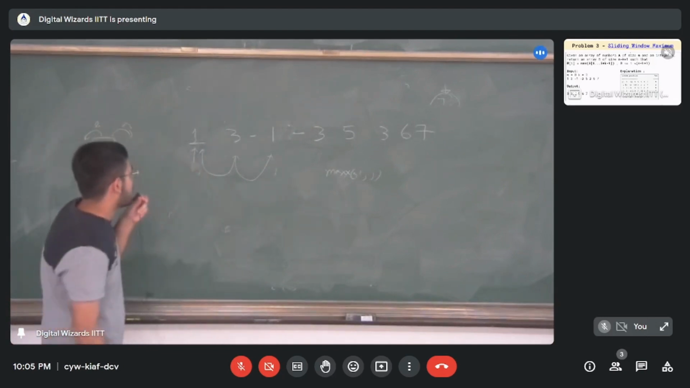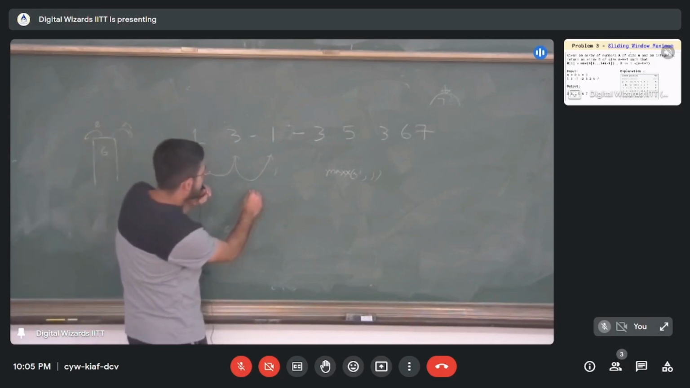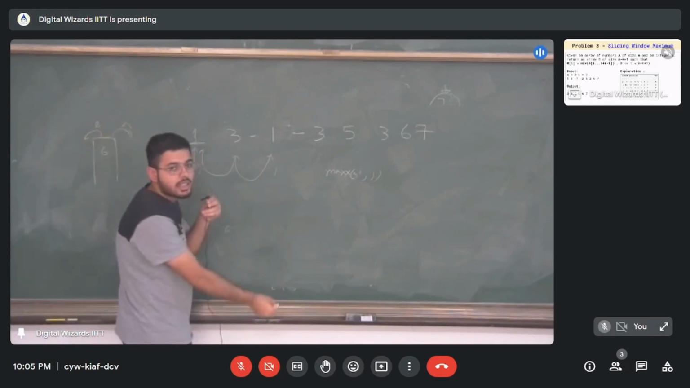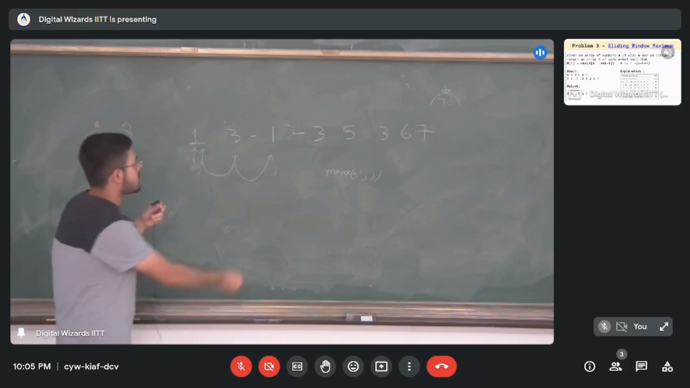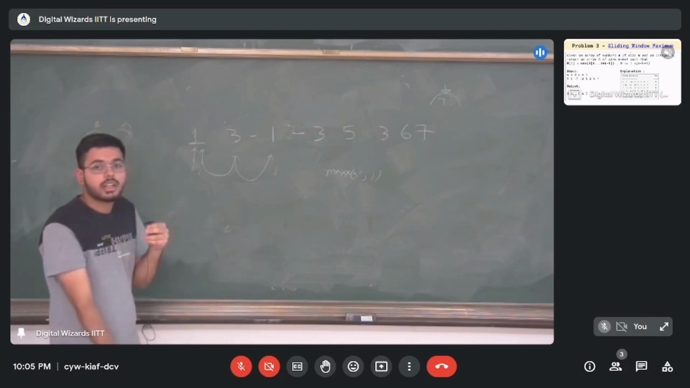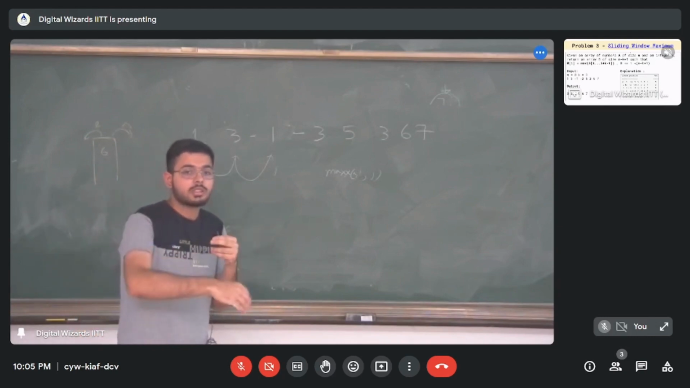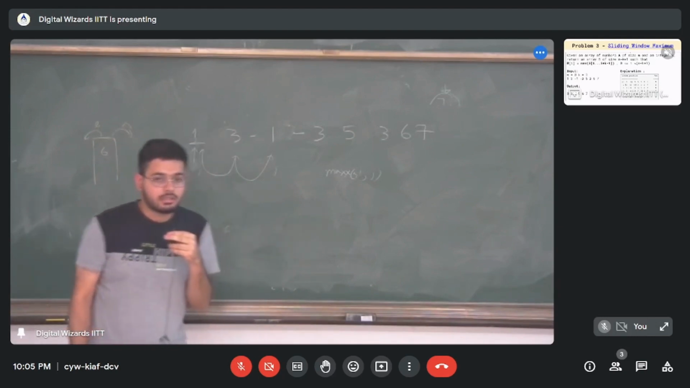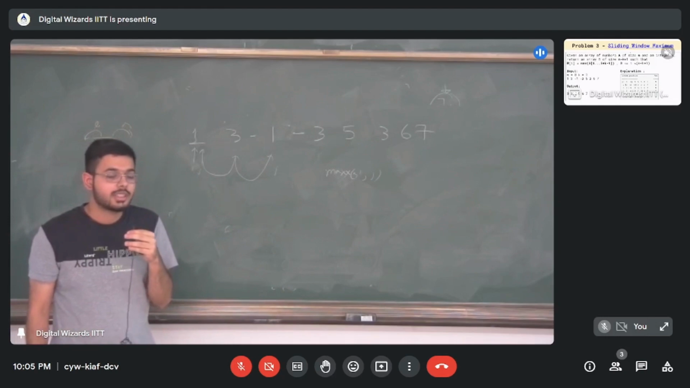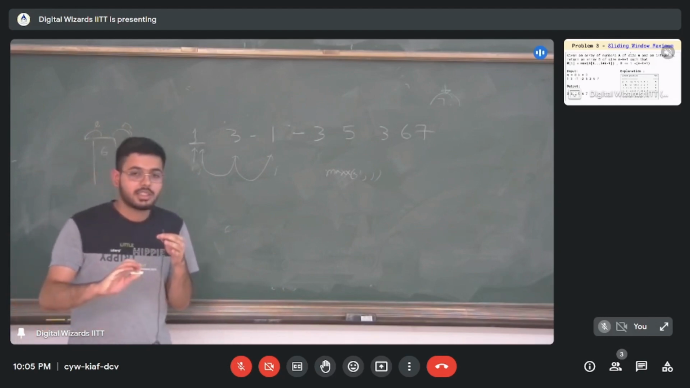Exactly, because you are using a single variable to maintain the maximum, right? A single variable is not sufficient because it will store the current maximum only. It doesn't have memory to just think. Just think about it and clear everything.